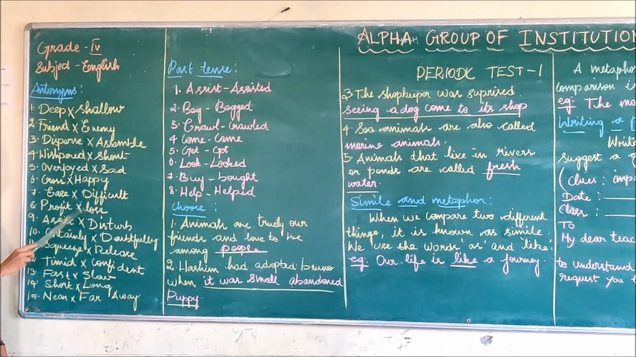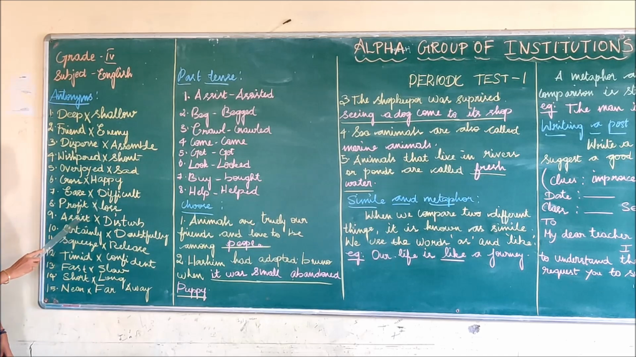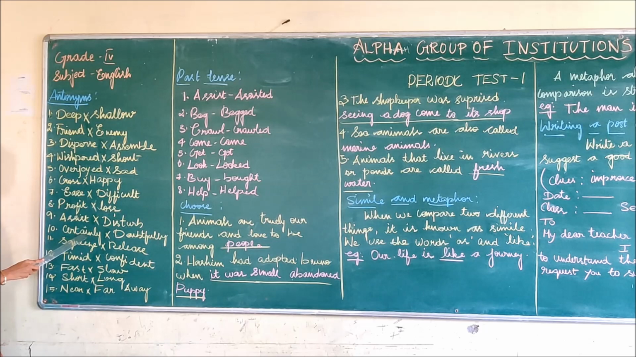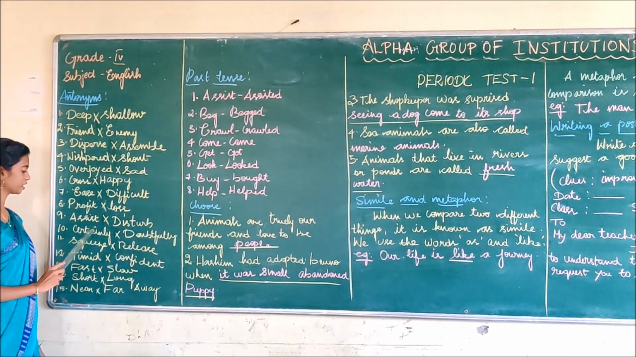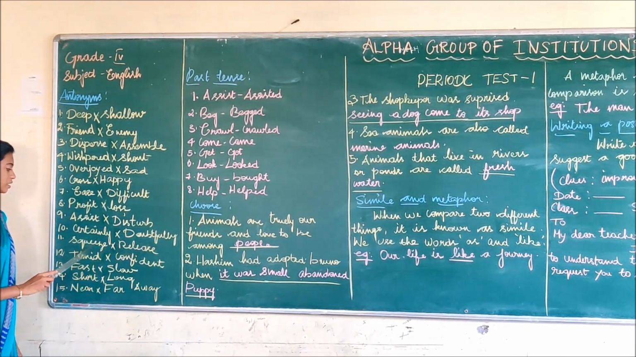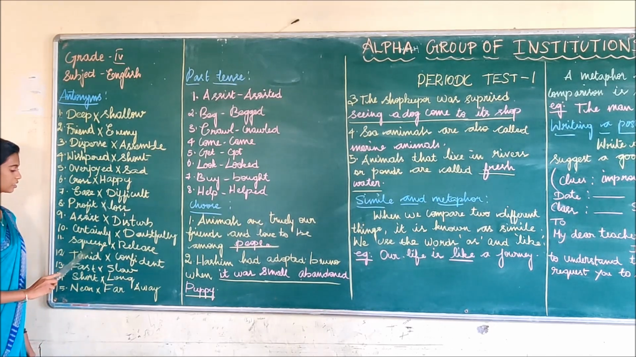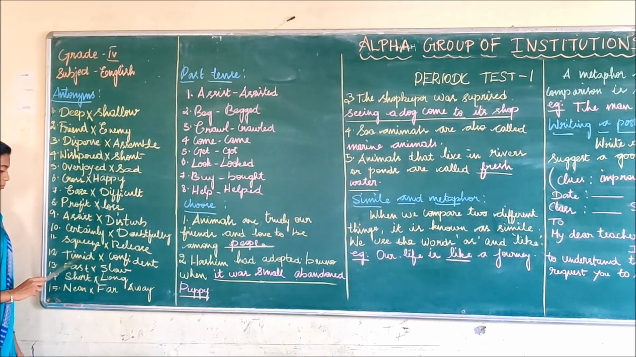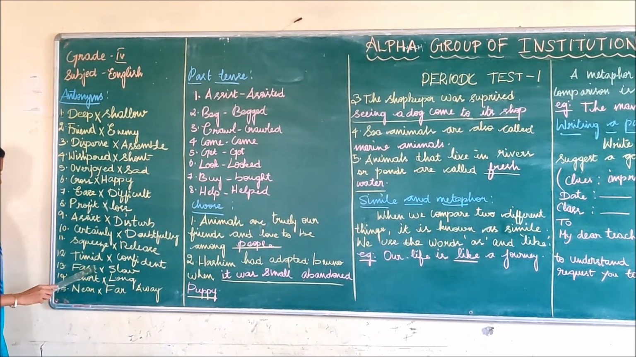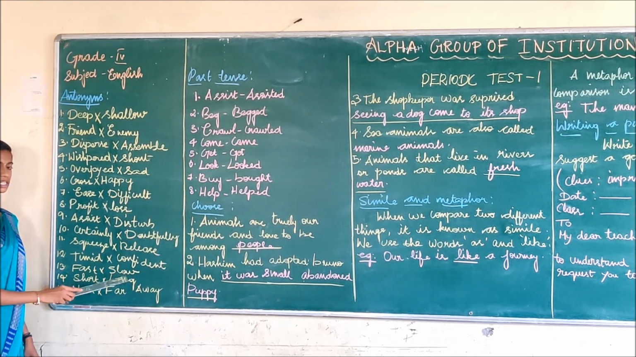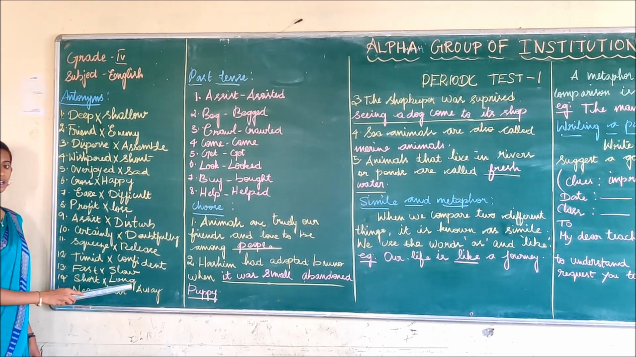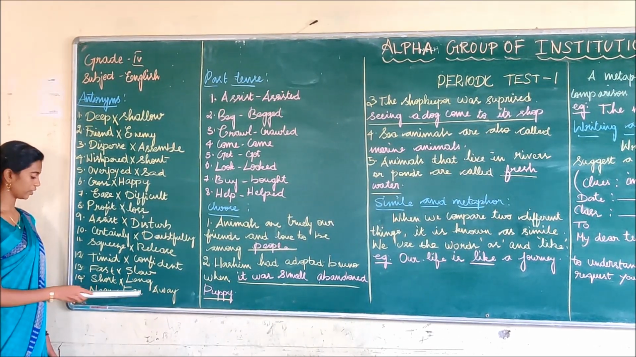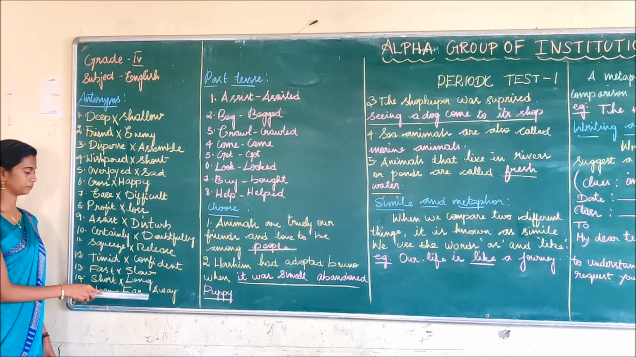Profit, loss. Assist, disturb. Certainly, doubtfully. Squeeze, release. Timid, confident. Fast, slow. Short, long. Near, far away.